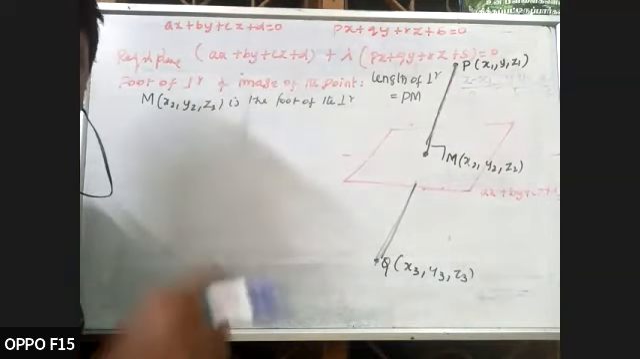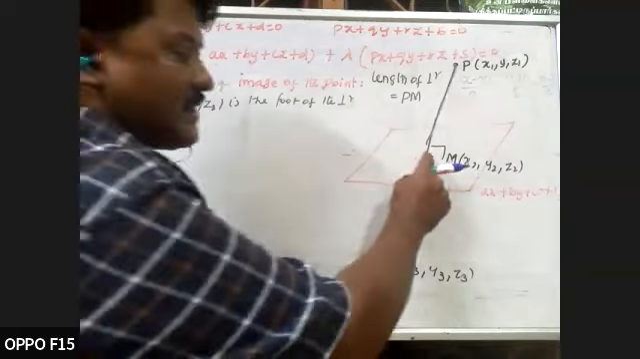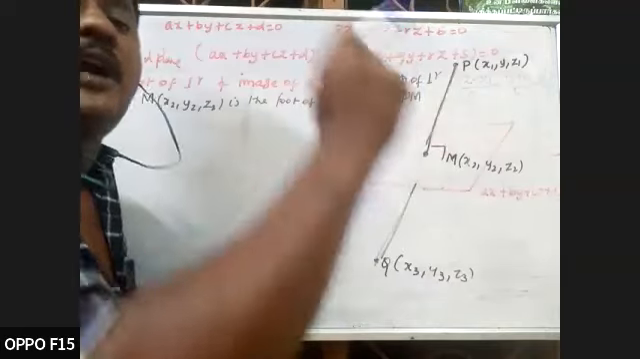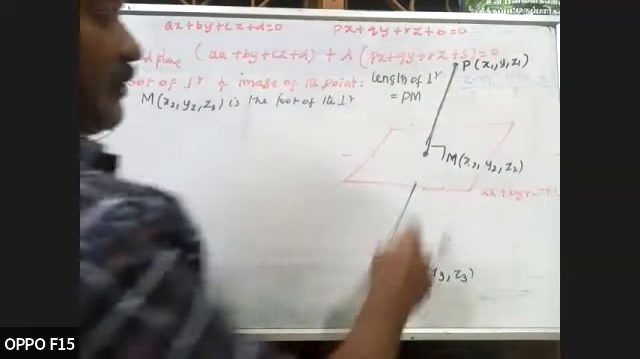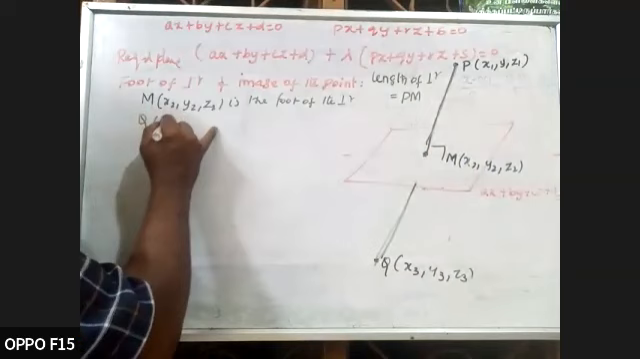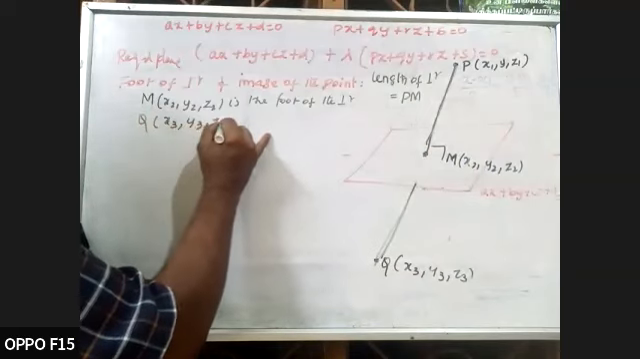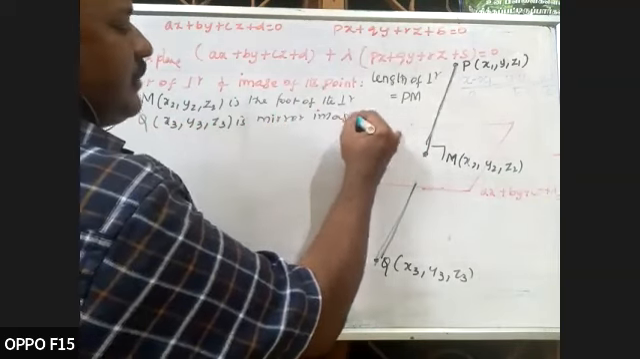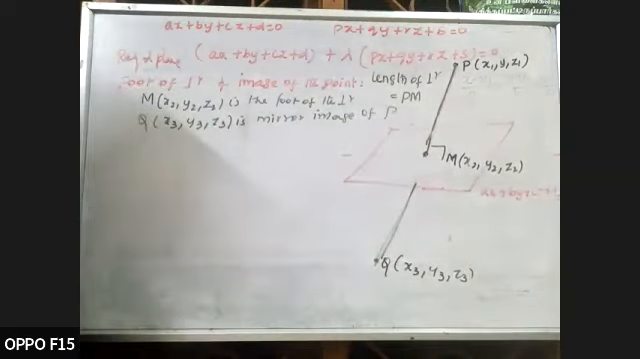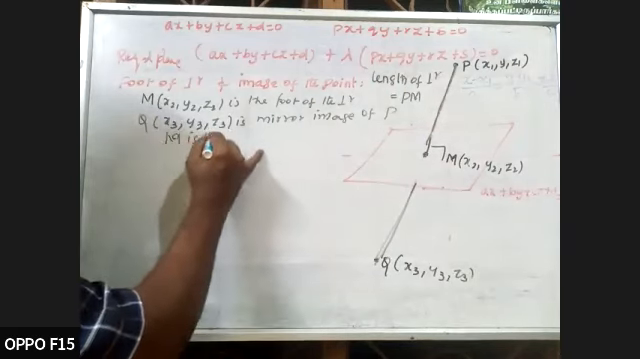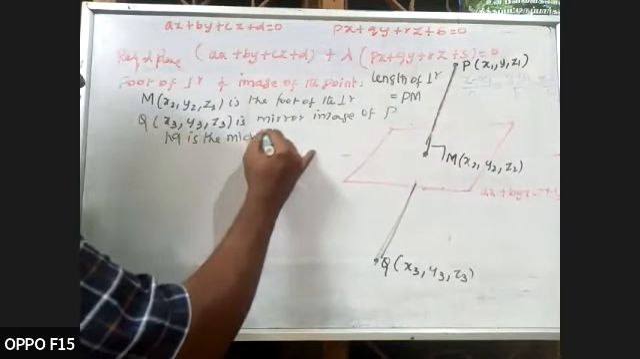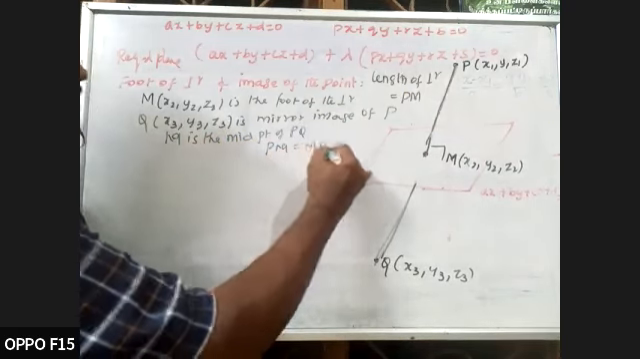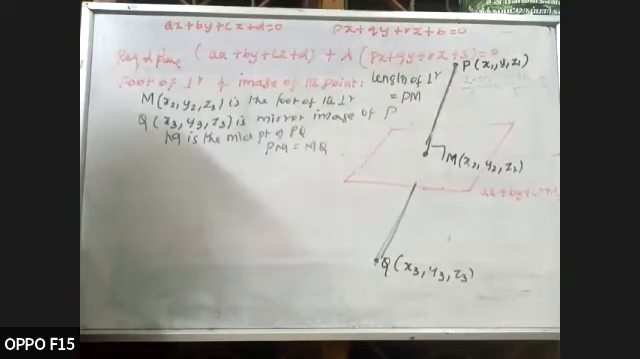But if it is given as a perpendicular bisector, then the point where this line and plane intersect will definitely be the midpoint. So here, if Q (x3, y3, z3) is the mirror image of P, exactly the mirror image, not just image, then we can say M is the midpoint of PQ. That is, the value of PM and the value of MQ are the same. These are all very useful concepts.